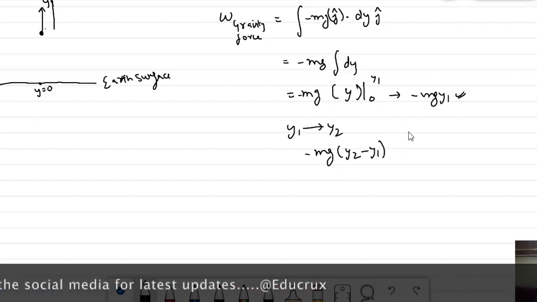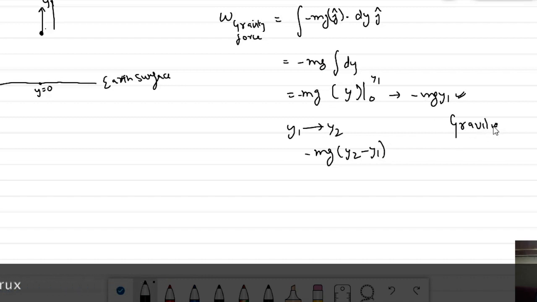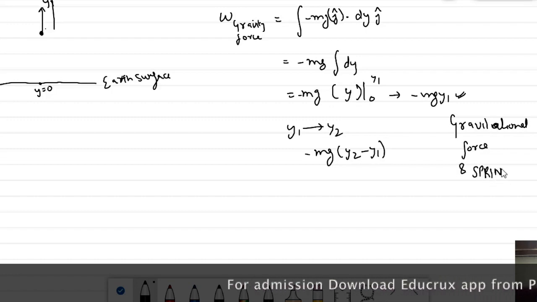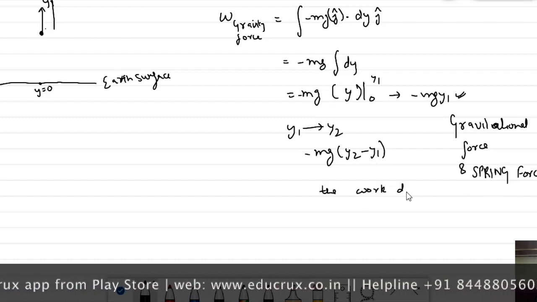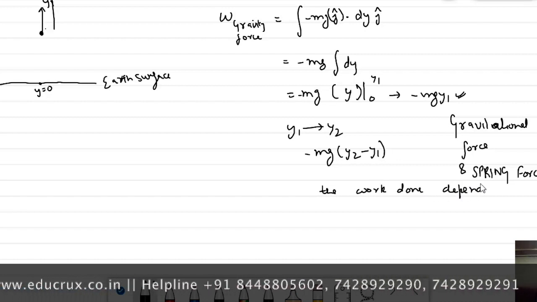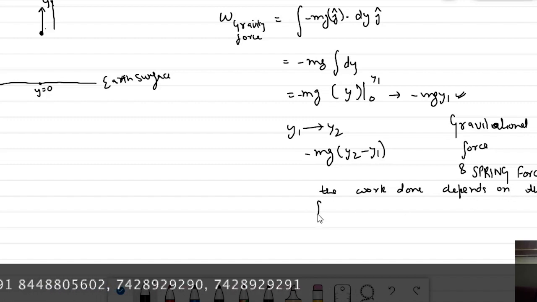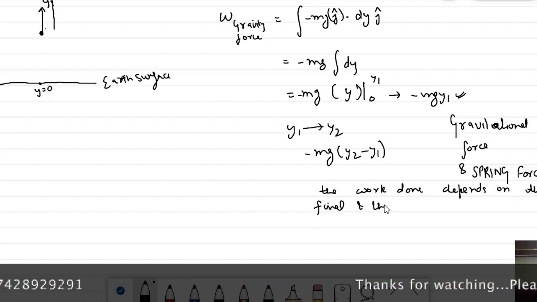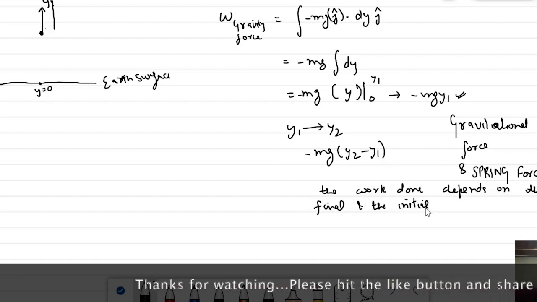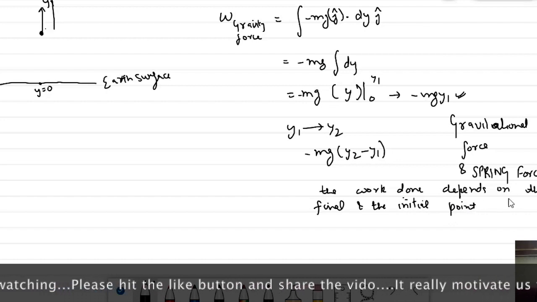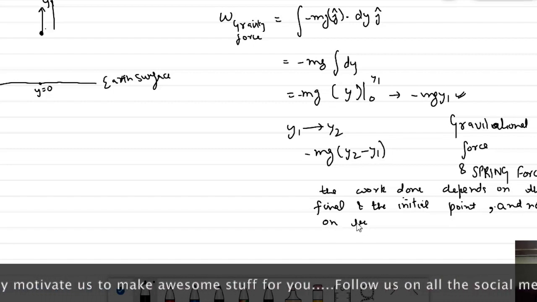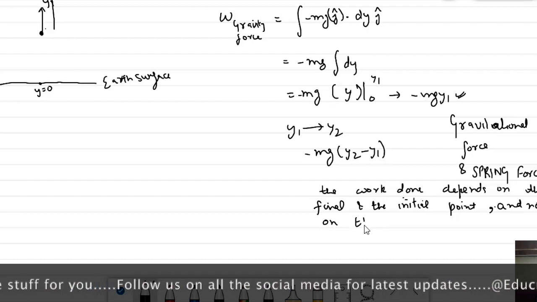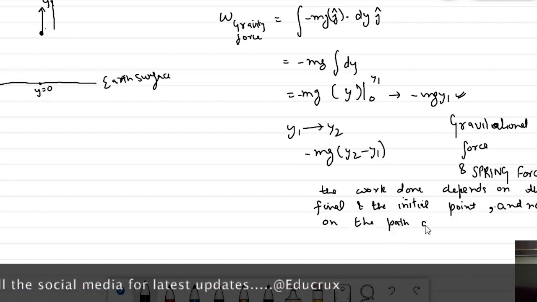So you see that in case of gravitational force and the spring force, the work done depends on the final and the initial point, and not on the path taken.